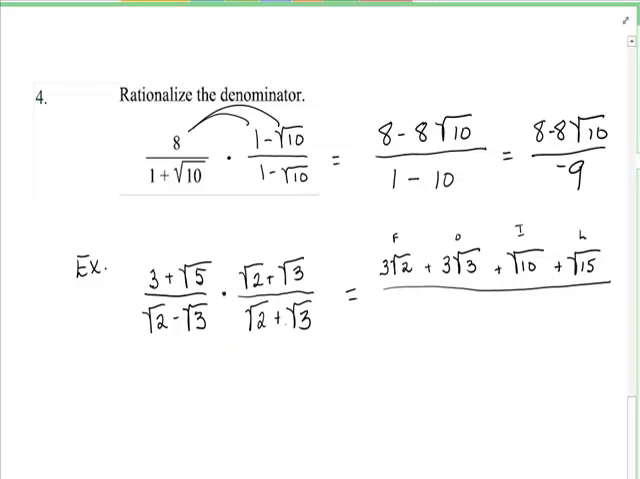The denominator, those are conjugates. Square root of 2 times square root of 2 is 2. Outers and inners will cancel. Negative square root of 3 times positive square root of 3 gives me negative 3. That denominator is negative 1. So I'm going to divide negative 1 into all those. It's going to change them to negative 3 square root of 2 minus 3 square root of 3 minus square root of 10 minus square root of 15.